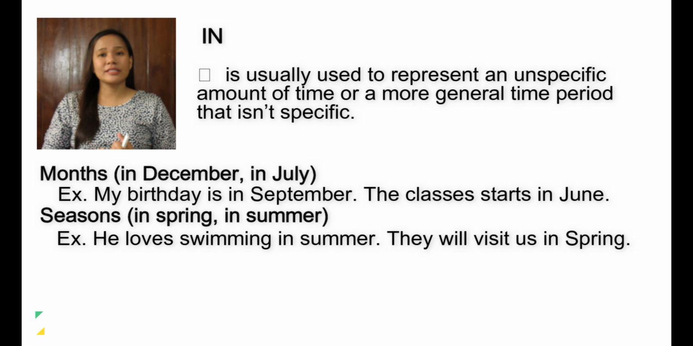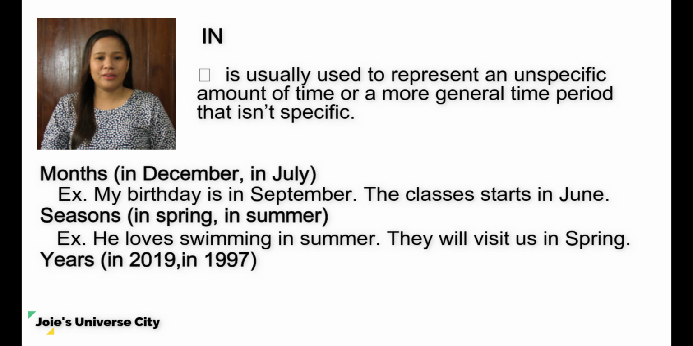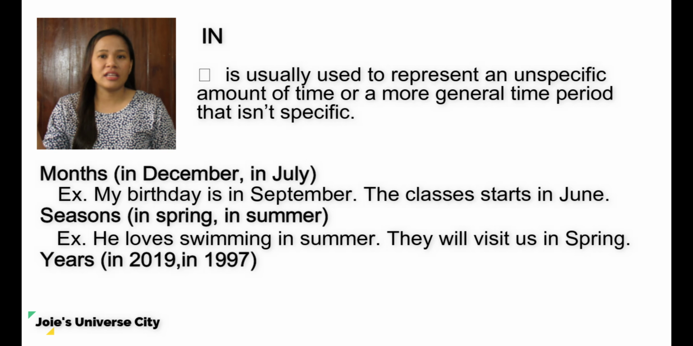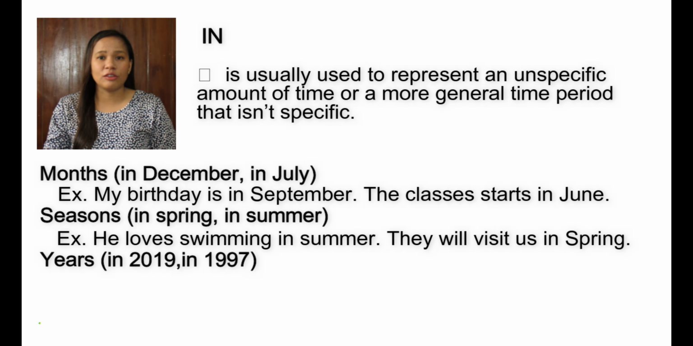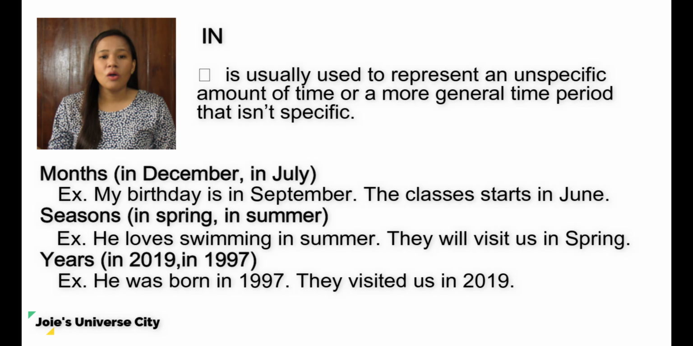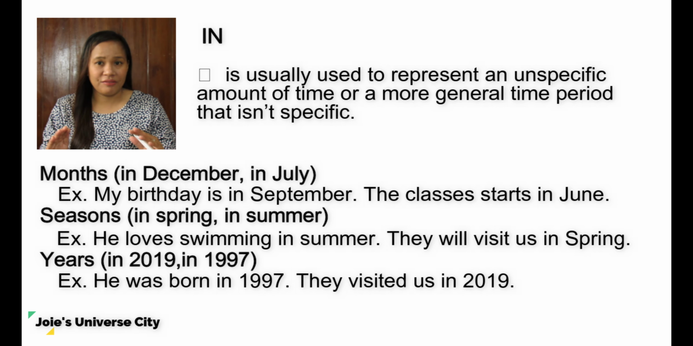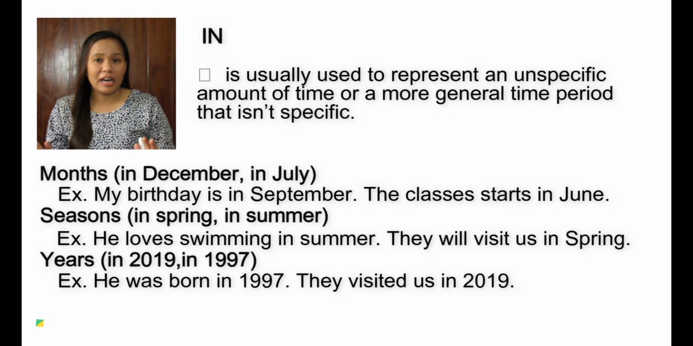Okay? Aside from months at saka years, ginagamit din po ang preposition na in when we are talking about years. Like, we would say in 2019 or in 1997. Do not ever say in the year 2019 because that becomes wrong. So you would just say in 2019 or in 1997. Like, he was born in 1997 or they visited us in 2019. So we are talking about a year, kahit na anong araw sa year na yon, walang specified na date, dun ang birthday niya, dun kami binisita. Okay, that's why in plus the year.